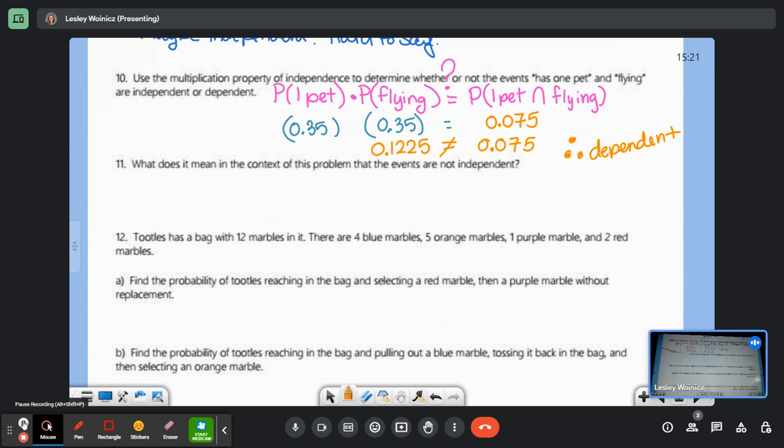Okay, what does it mean in the context of this problem that the events are not independent? What does it mean that they are not independent? They rely on each other. They depend on the other one. Okay, so what do you think? I feel like there's a way that I want to say this, but right now I'm struggling to find it.